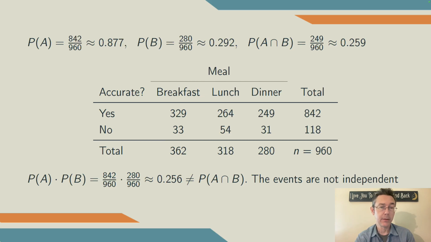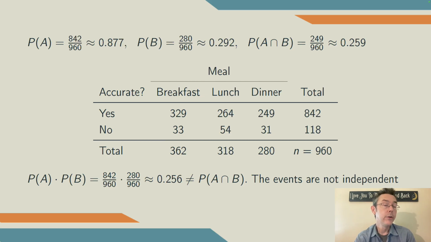Finally, the probability that both A and B occur, the probability that the order we selected is accurate and at dinner time, is 249 over 960, about 0.259. Plugging into the formula that defines statistical independence, we see that the probability of A times the probability of B is about 0.256, and that's not the same as the probability of A and B, which is 0.259. These events are not independent. We might say that they are dependent on one another.